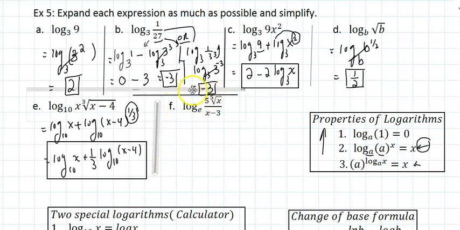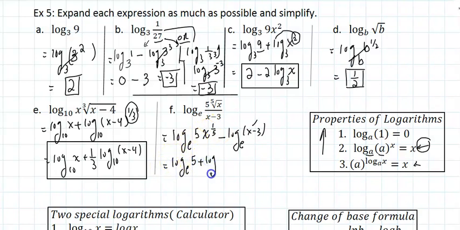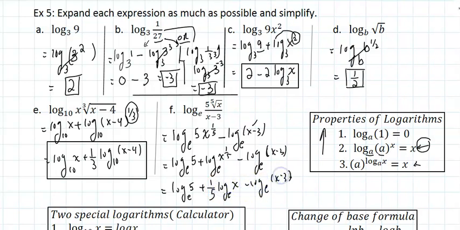And if I take that last example, that is the log base e of 5 x to the 1/5 minus the log base e of x minus 3. We have no rule for a minus. Don't mix that with the division. I could say that's the log base e of 5 plus the log base e of x to the 1/5 minus the log base e of x minus 3, and that would be the log base e of 5 plus 1/5 the log base e of x minus the log base e of x minus 3.